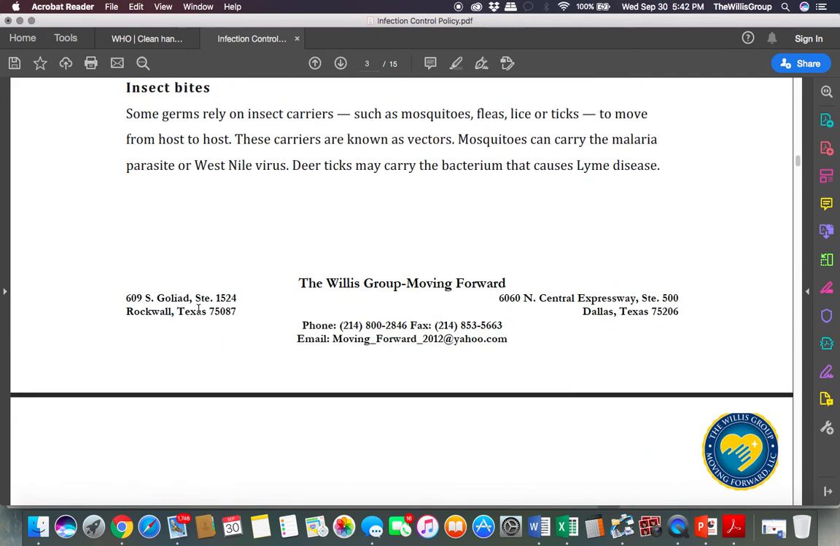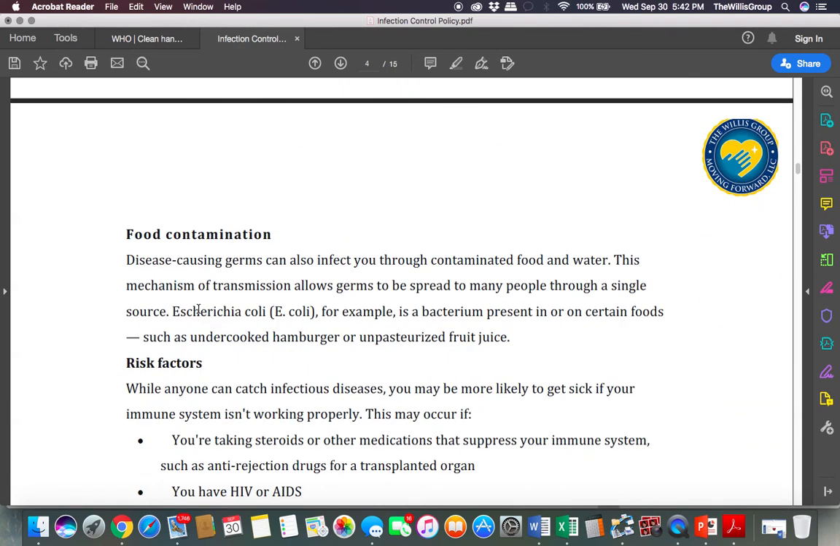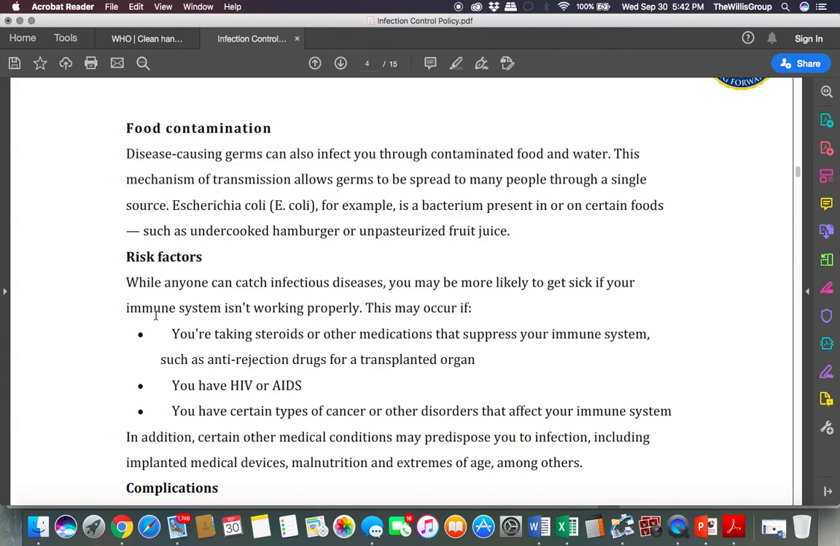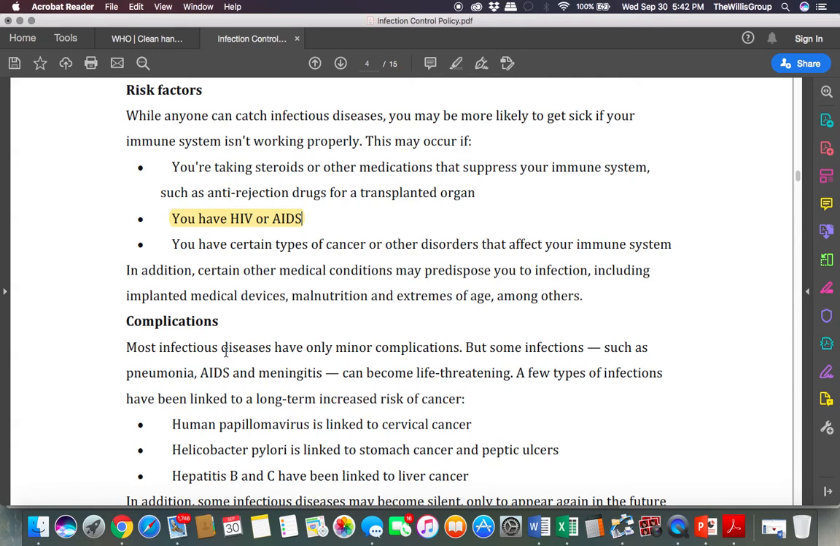But again, indirect contact could be insect bites as well. And that could be from mosquitoes, fleas, lice, or ticks. Food contamination, and then it talks about risk factors. Here we've talked about, we did briefly mention HIV and AIDS as being one of the diseases as well.